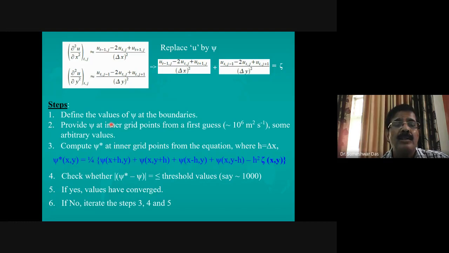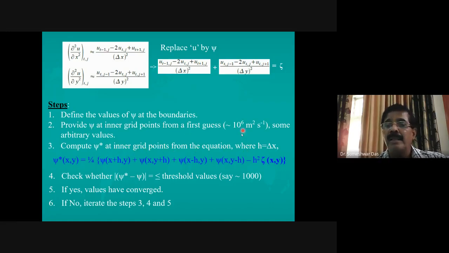Okay, so the steps for the relaxation technique are: define the value of psi at the boundaries, and since you have no value available from the earlier run, just make it 1 times 10 to the power 6, which is the approximate order of the magnitude of a stream function. Provide the psi at intermediate points as the first guess. The first guess is normally from the previous forecast. Now, if you are running a real forecast of the numerical model, then you will automatically get that. If not, then just use this as the first guess, some arbitrary value. Then compute psi star, the new value of psi at the inner grid points, from the equation.